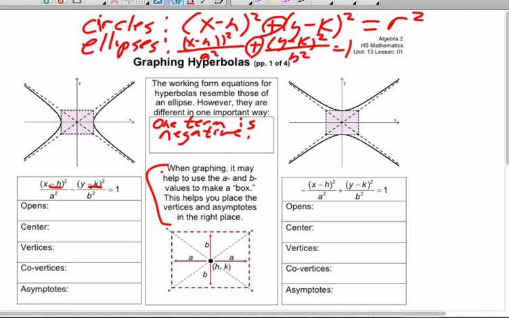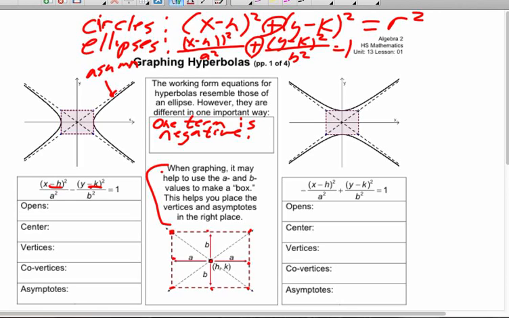So the first thing you want to do is draw your center, and then find a and move a in each direction and b in each direction, and then draw a box. And you notice that our asymptotes, which are these things right here, go through the corners of the boxes. And our vertices will occur either here or here.